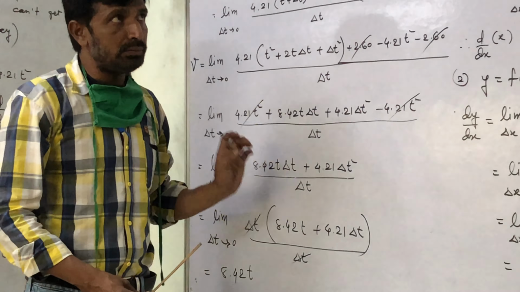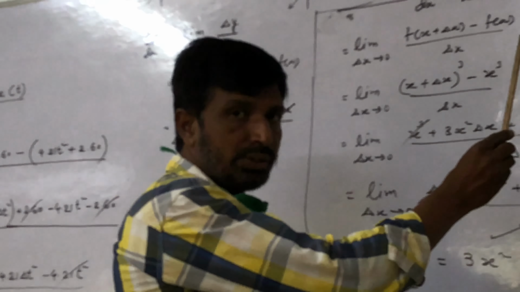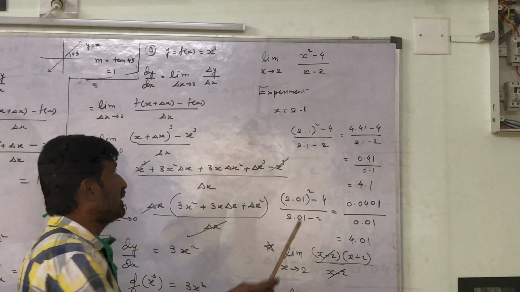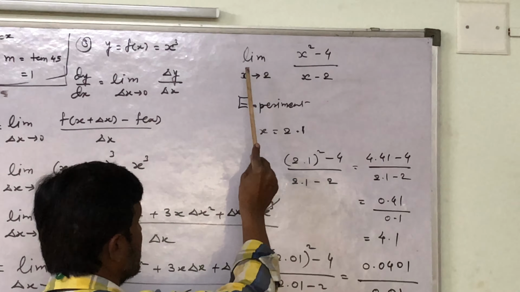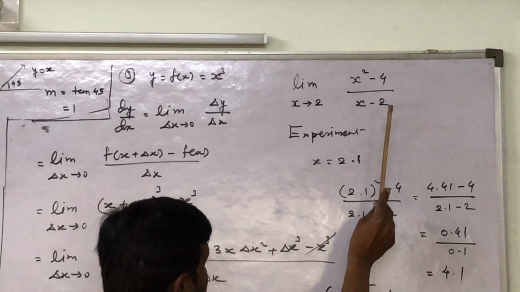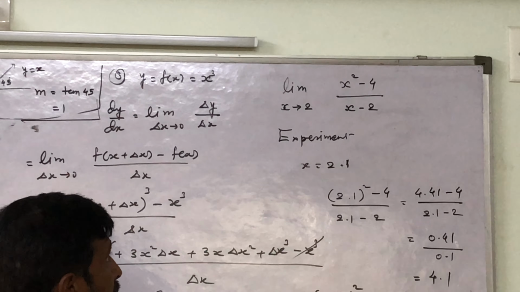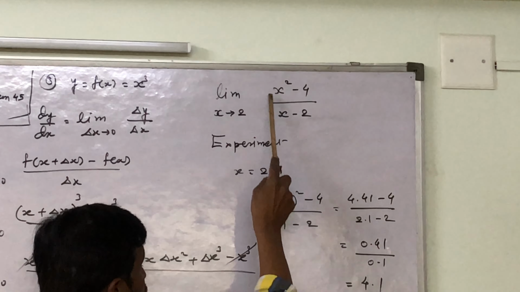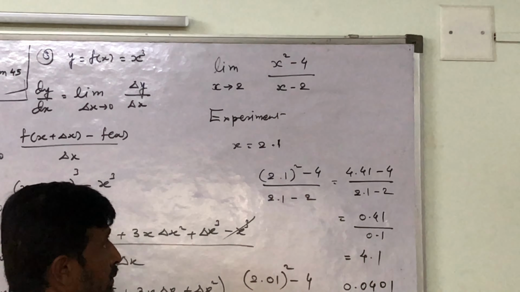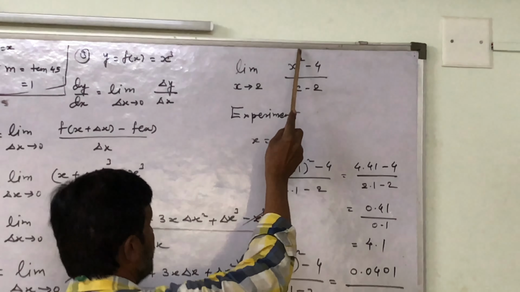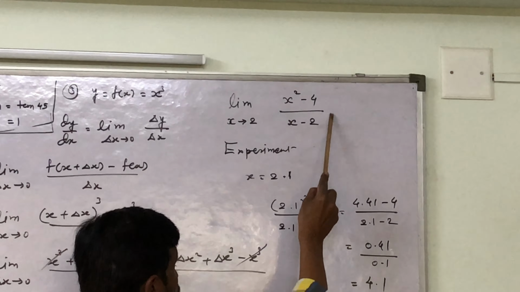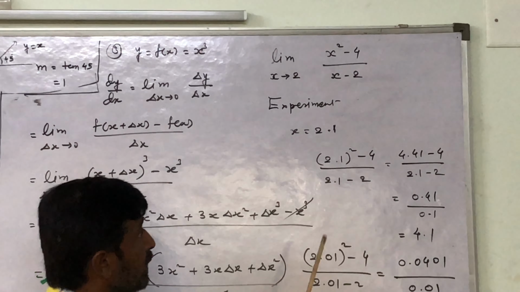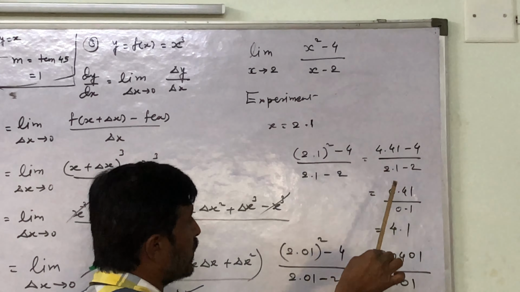For example, consider this illustration. We will consider this example. Limit x tends to 2, x square minus 4 upon x minus 2. As x tends to 2, this number is going towards 0 and this one is also. But as a whole, the value of the expression, this ratio, is not going towards 0, is not going towards infinity. It is going towards 4.